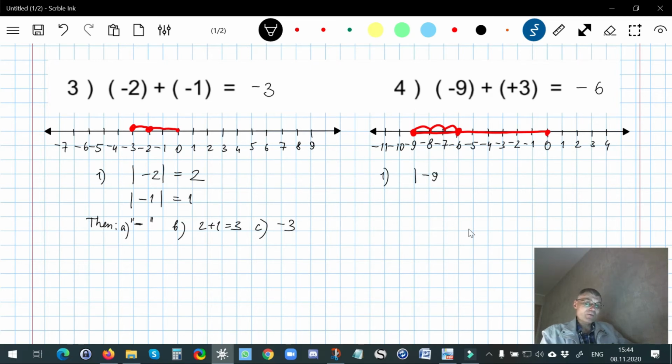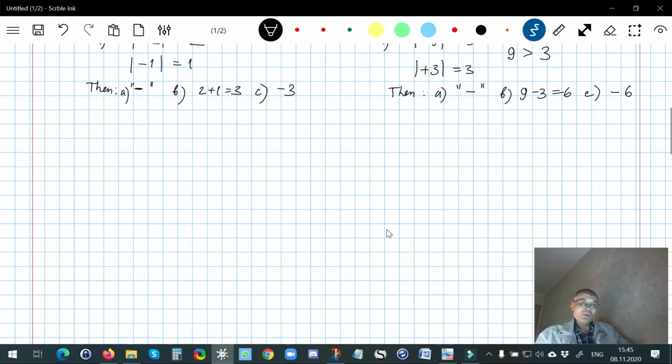First we calculate absolute values of both of them, both addends. Absolute value of +3 is 3. Now 9 is greater than 3. It means that A, the sign is negative because the greater absolute value has negative sign. B, 9 minus 3 is 6. C, the last step, the answer is -6. Here we go, it's the same.